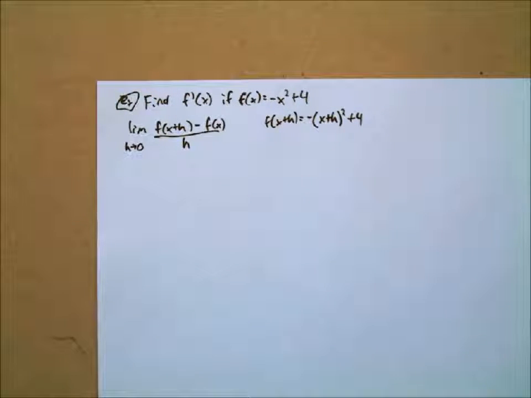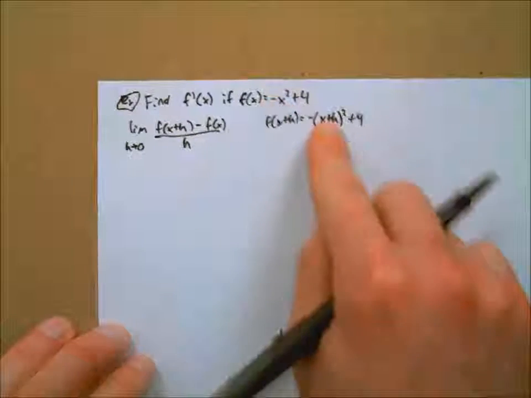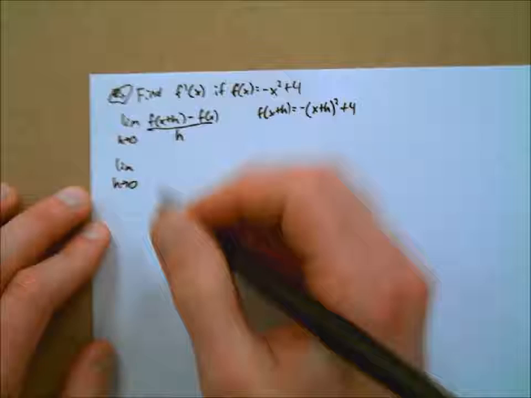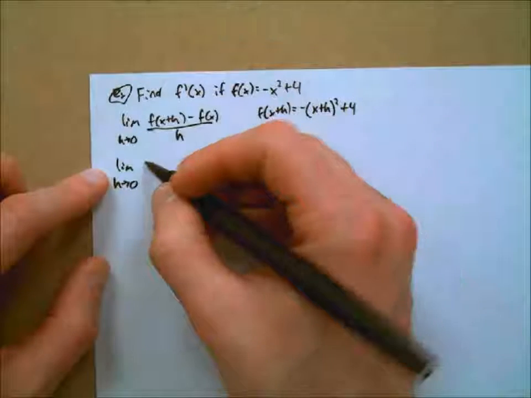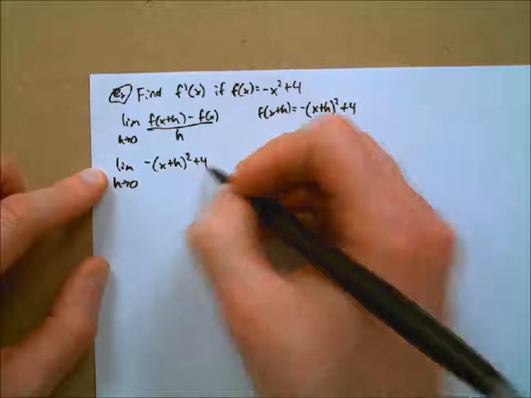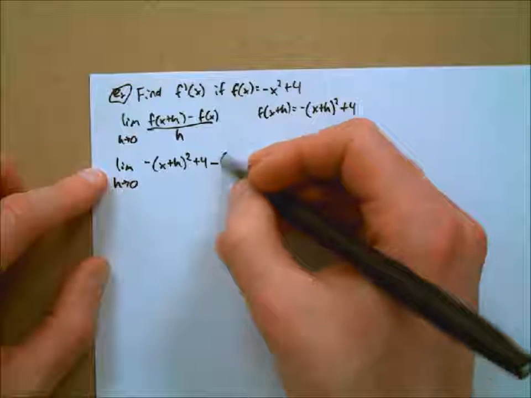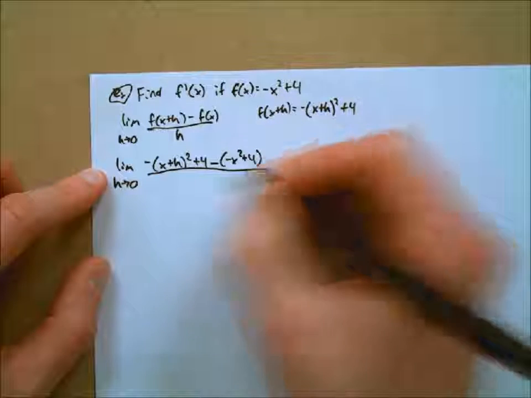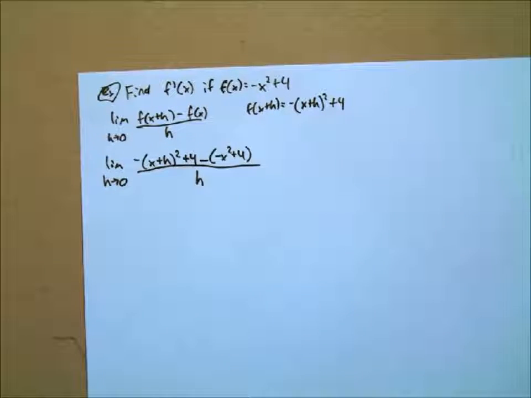So I'm writing it over here to the side to see it, and now I'll just rewrite here. It'll be the limit as h approaches 0 of negative quantity x plus h squared plus 4 minus, and then f of x, quantity negative x squared plus 4, all over h. Okay. So far so good. Any questions on any of this?